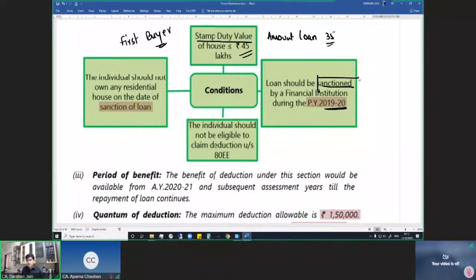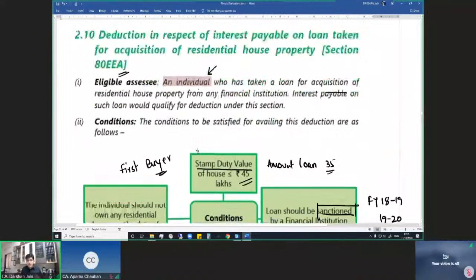Again, we are concerned with the date of sanction. So you could always have an adjustment like this, wherein the date of sanction and the date of disbursement is given, and the date of disbursement would always succeed the date of sanction. What could happen is the loan is sanctioned in the financial year 18-19, however disbursed in 19-20. So probably that could lead to a confusion whether this particular deduction is available or not.